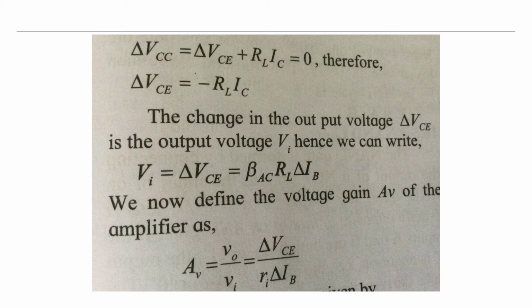The changes in the base current IB cause the changes in the collector current IC. These changes cause a voltage drop across the load resistance, because the collector voltage is constant. So further, if we continue with the derivation, we can obtain the voltage gain AV of the amplifier, and it can be given as the ratio of beta AC RL to RI. Here the negative sign indicates that the output voltage and the input voltage are out of phase.